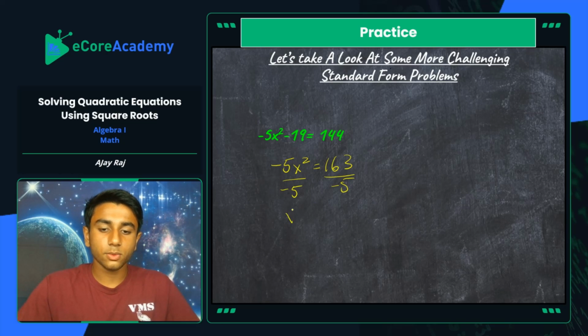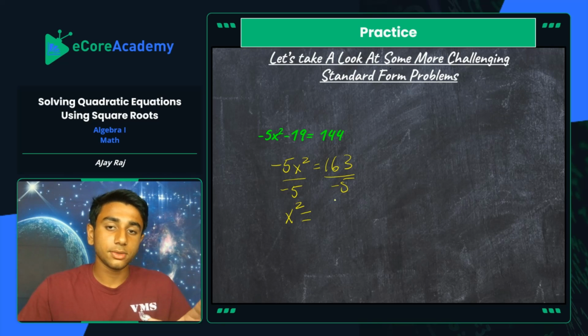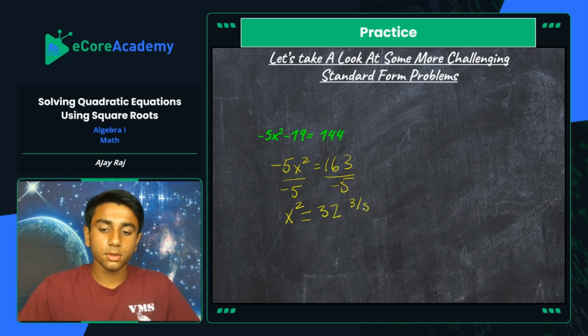And we're left with x squared equals, and if you plug this into a calculator, 163 divided by negative 5, it's about negative 32 3/5, or negative 32.6, because it's 163 divided by negative 5.